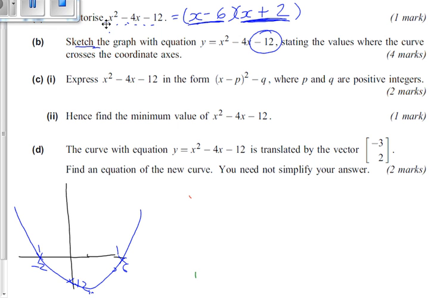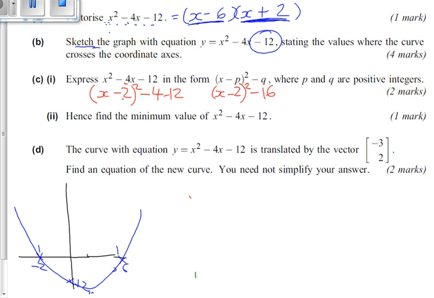You're asked to try and complete the square now. And so completing the square, the number in the bracket is half of this number here, so I've got a 2 here. But we have to take away a 2 squared as well. So the answer we're looking for is x minus 2 squared, take away 16. The minimum point here, of course, being at 2, minus 16.